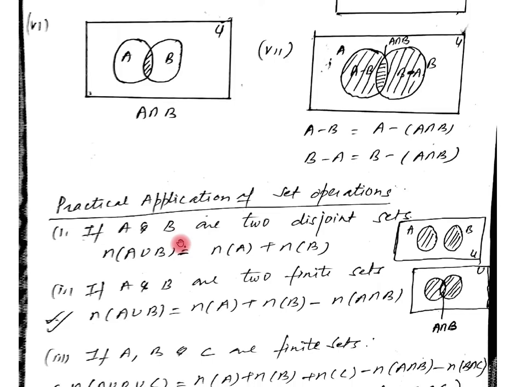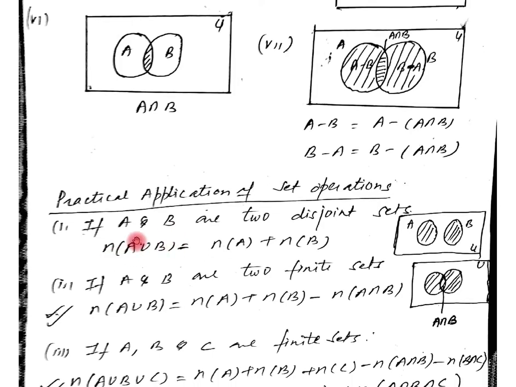Now here let us see the results. If A and B are disjoint sets, then the number of A union B is equal to number of A plus number of B. The result is here: if A and B are two disjoint sets, then n(A union B) is equal to n(A) plus n(B).